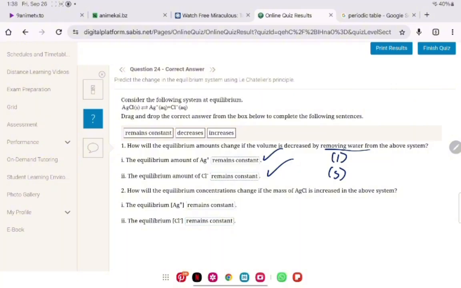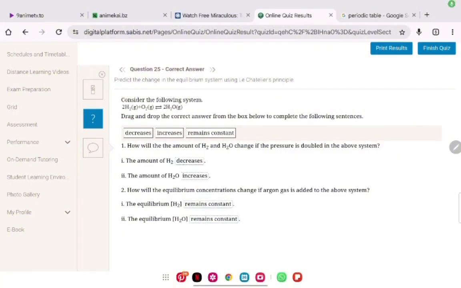If the mass of AgCl is increased, remember AgCl is solid, so like I said, solid and liquid remain constant and do not affect equilibrium. If it was gas, that would be a different case. So here they said the pressure is doubled. That means pressure increased, and if pressure increased, we said it moves to the side with fewer moles. Here there's 3, here there's 2. It will move forward, so H2O will increase and H2 will decrease.